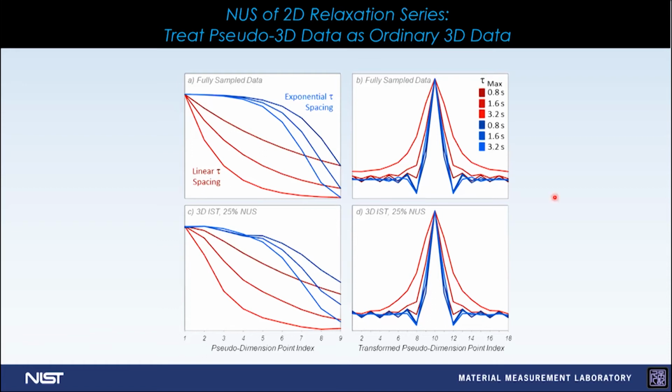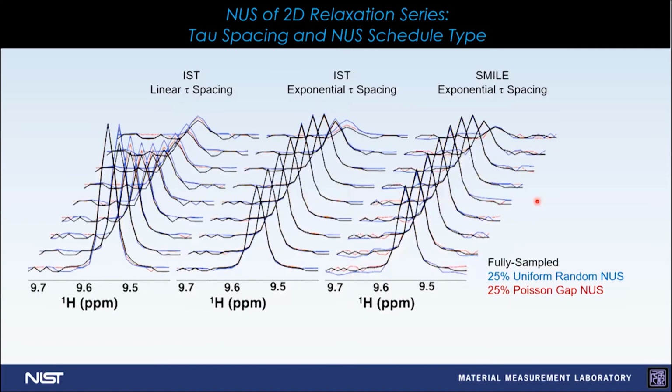So from the point of view of NUS reconstruction, the Gaussian line shapes are sparser because they're narrower. And so we would expect, in fact, that if we use exponential spacing in the pseudo dimension, we will get better results with this method of reconstructing the relaxation delay data. And when we put this to the test, that's exactly what we see.